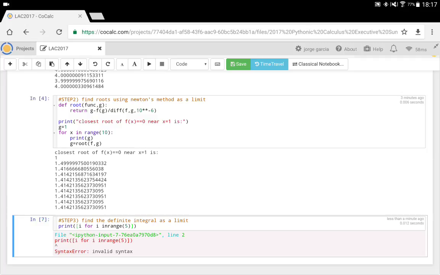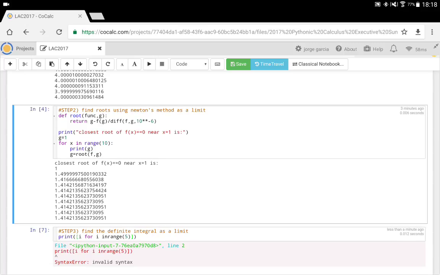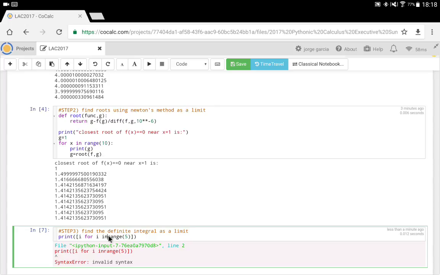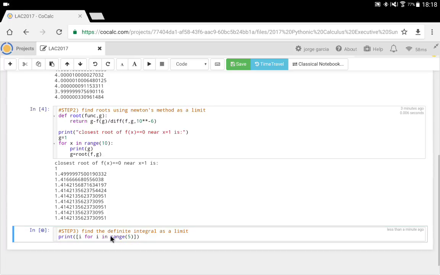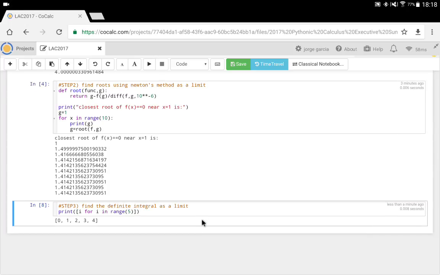What did I do? Sorry, a little syntax error there. And there you go, perfect. So let's say I want 5 rectangles, right? Let's say we're doing a left Riemann sum. So the 0th rectangle, the 1th, the 2th, the 3th, the 4th, that's not English, I know.